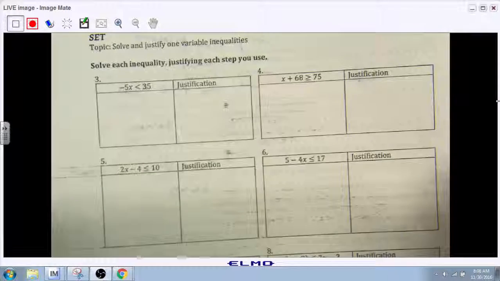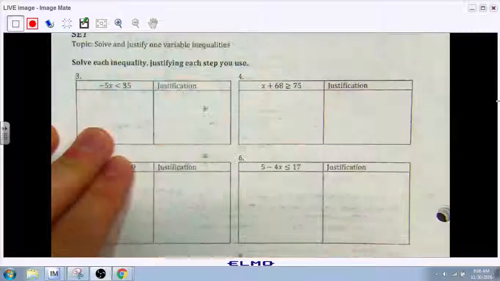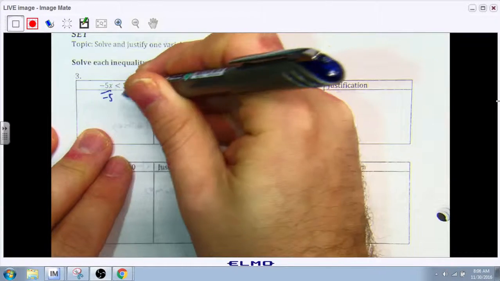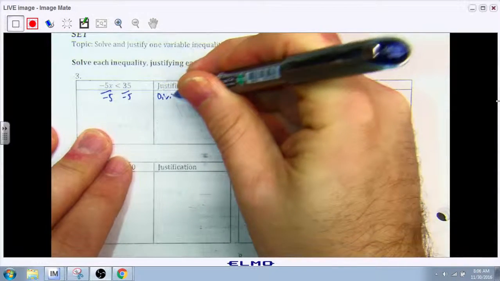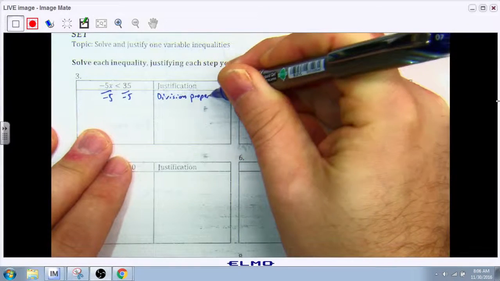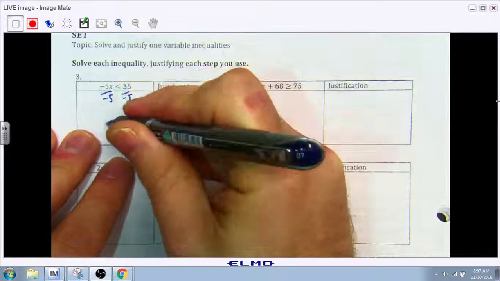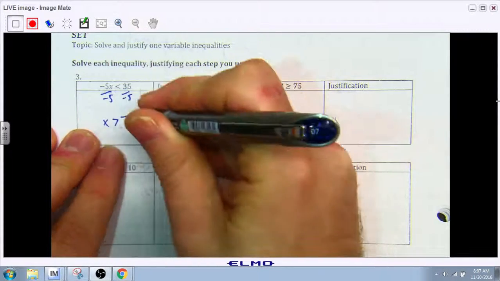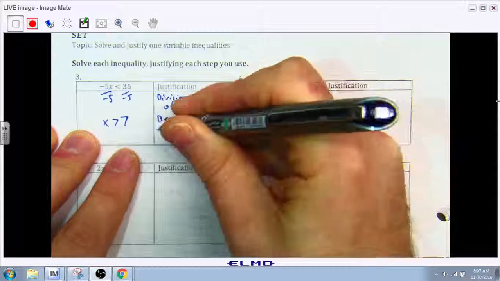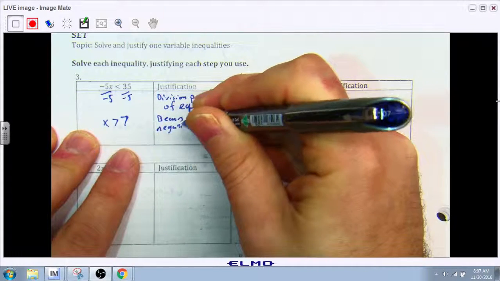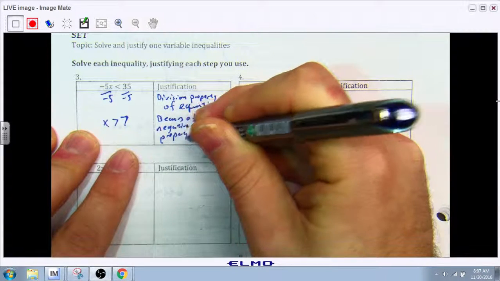So here, we're going to be solving inequalities and justifying each step. So we're going to divide by -5. And the reason we're able to do this is the division property of equations. But then that becomes x is greater than 7. Why did the sign switch? Because of the negative division property of inequalities.